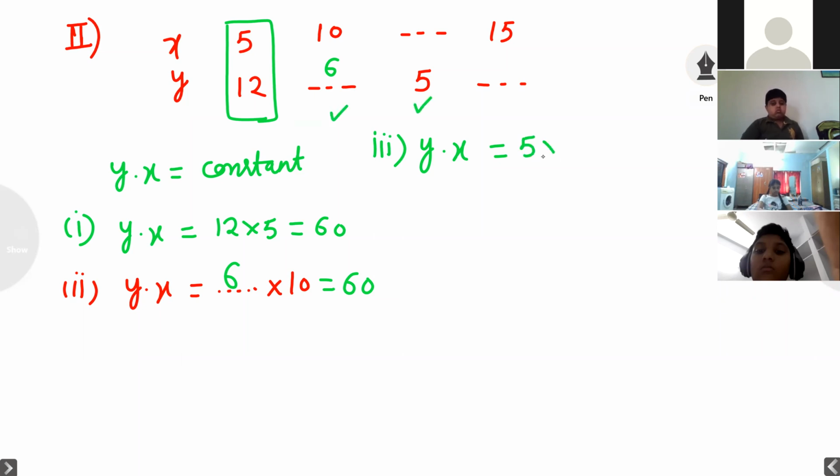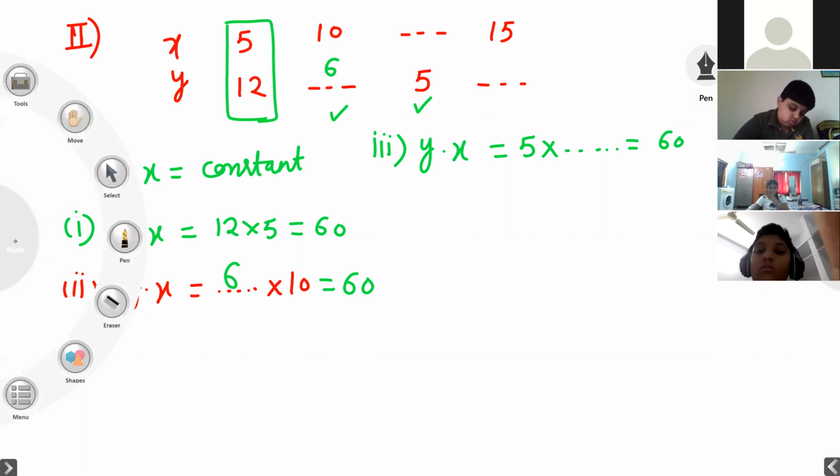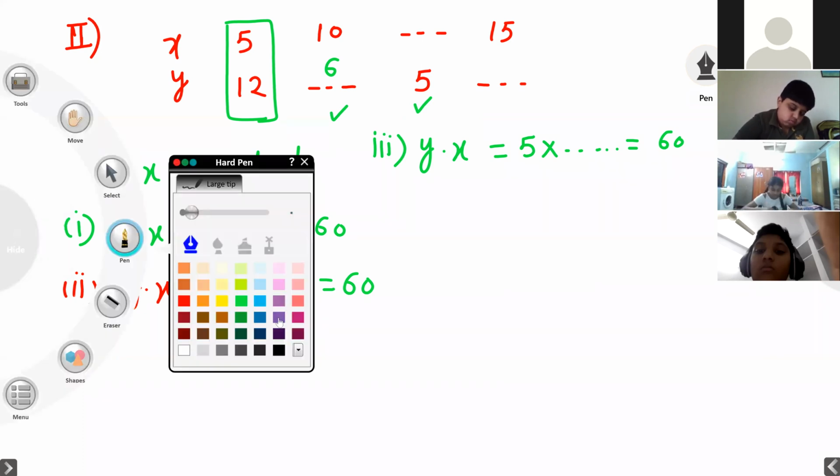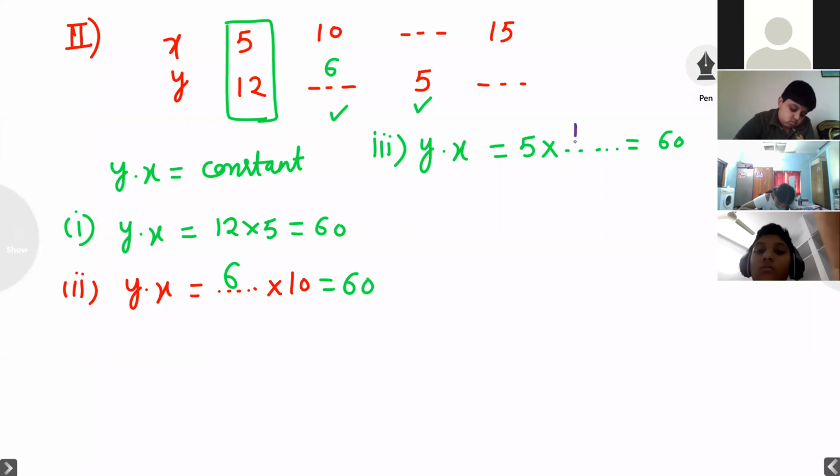5 into, the value of x he has not given. I want to write dot dot. Now in the place of x, how will I get 60? In the place of x, which value will I write? Which value do I want to multiply so it will become 60? 12. 12 into 5 is 60. 12 into 5 is 60. The answer is 12. I hope it is very clear.